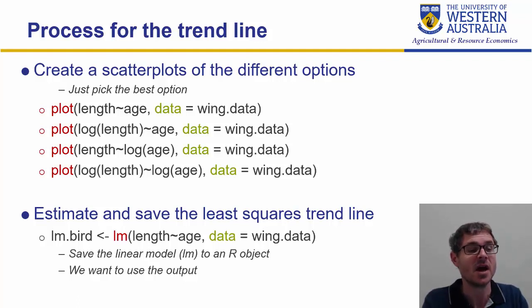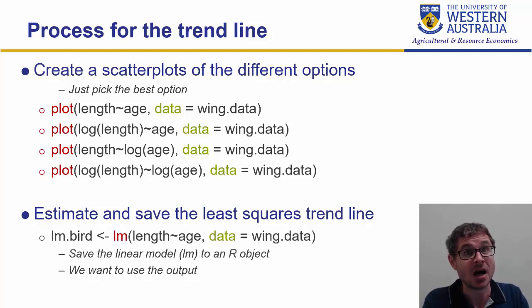So you can see here I've saved the output of my linear model in the object lm.bird. You could call it lm.1, lm.2, whatever, something that makes sense to you. So here it's modeling wingspan over the age of the bird, so I've called it lm.bird.